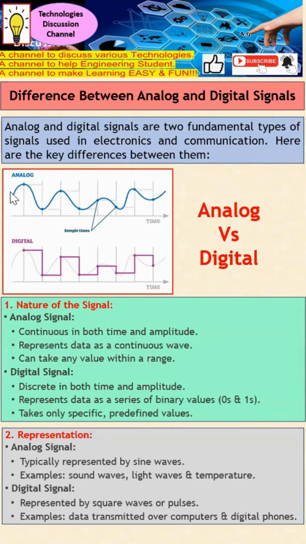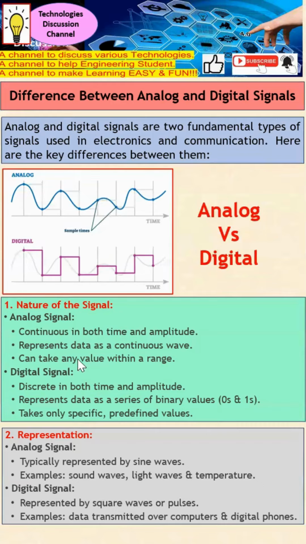As you can see from this diagram here, the signal is continuous, which means that they are so-called joined together. It can represent data as a continuous wave. Okay, so this is a continuous wave. For example, my voice is an analog signal. Hence, this signal can be represented as my voice.